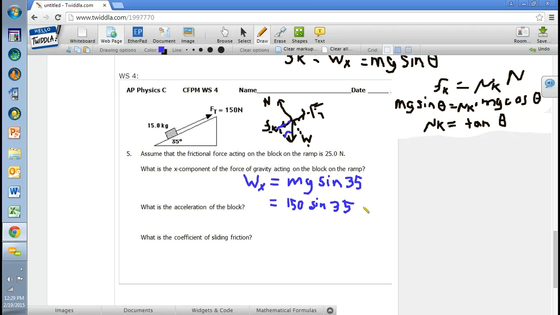And I think that's approximately, if you use your calculator, hopefully you guys are checking me. Did I do this one? I think I did. Anybody do this? What do you get when you do that? 150 times the sine of 35. Oh, good. Somebody's got my back. So 86 newtons.